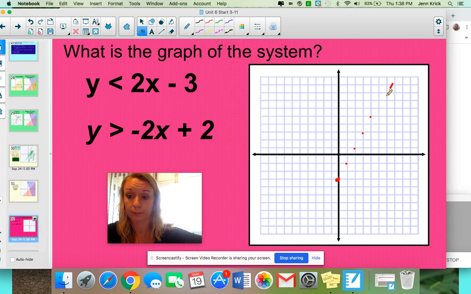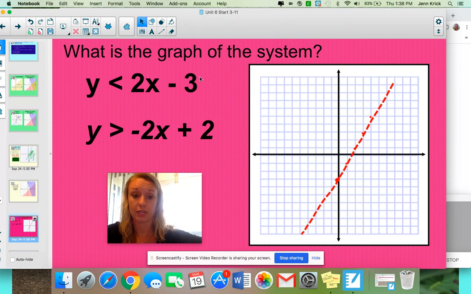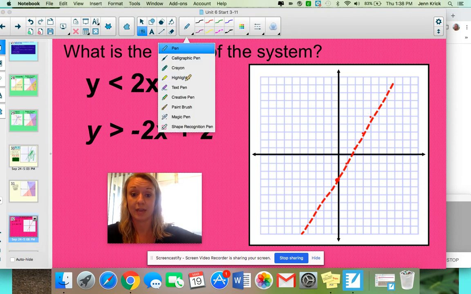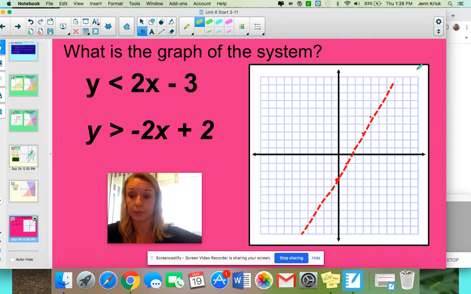Again, not my best. All right, and then to figure out how we're going to shade, we can plug in 0, 0. So I don't have it written out here on the screen for you, but I bet you guys can do the mental math. So is 0 less than 0 minus 3? Is 0 less than negative 3? The answer is no, it is not. So we need to shade the region that does not include 0, 0, which means it'll be all of this right here.